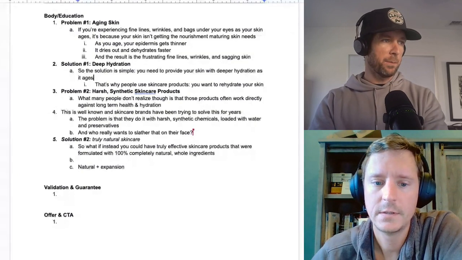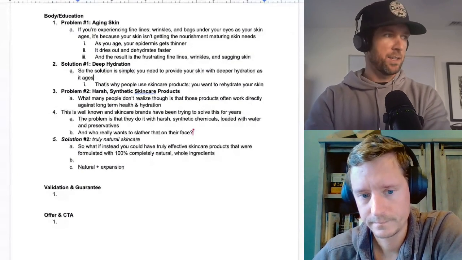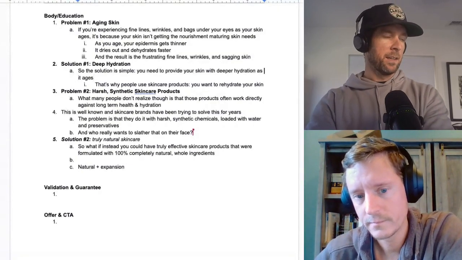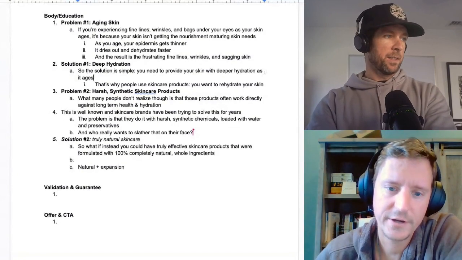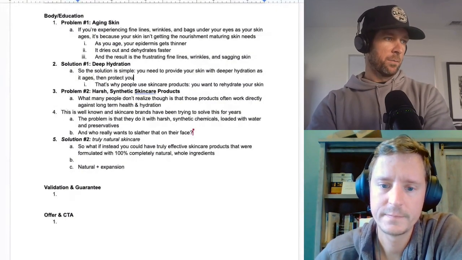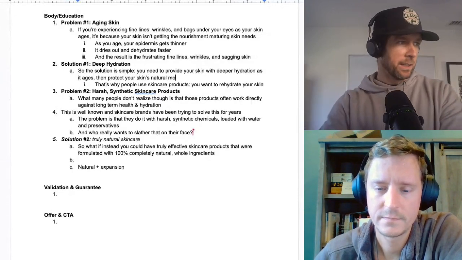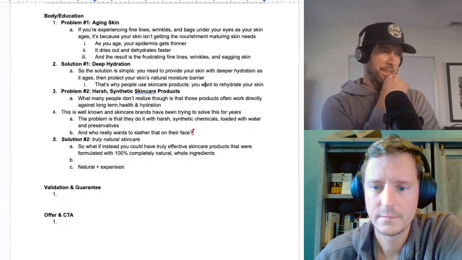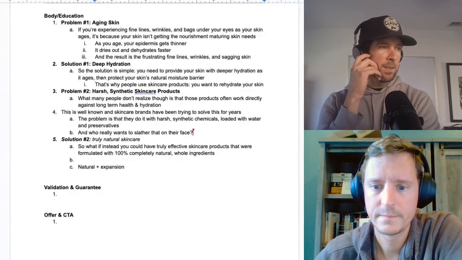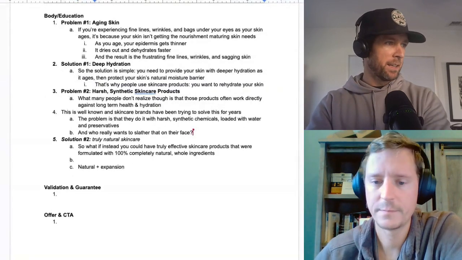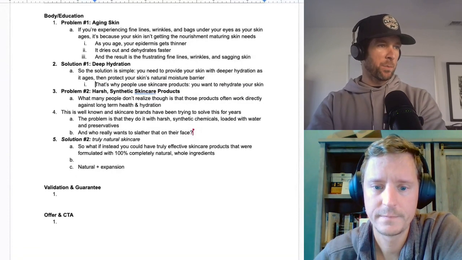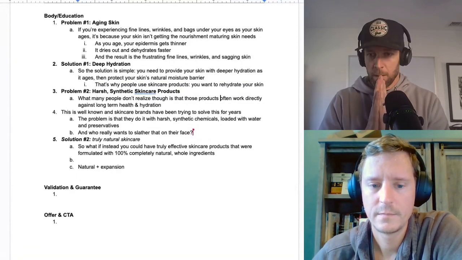So the solution is simple: you need to provide your skin with deeper hydration as it ages, then protect your natural moisture barrier. Protect your skin's natural moisture barrier. Okay, great. Now that actually makes me think, well, that's why people use skincare products. You want to rehydrate your skin.